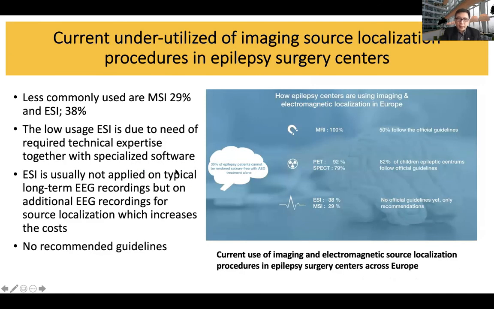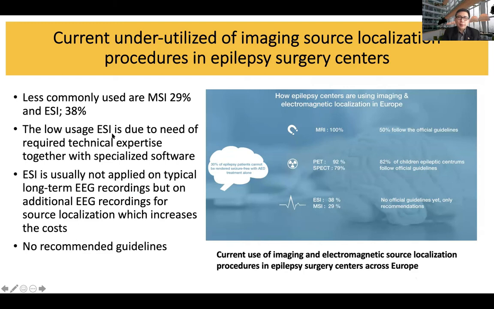So ESI is still underutilized in many epilepsy surgery centers. Here I show the current data on the use of ESI imaging and also electromagnetic source localization in epilepsy surgery centers across Europe. We found that the use of ESI, EEG source imaging, is uncommon, only 38%.